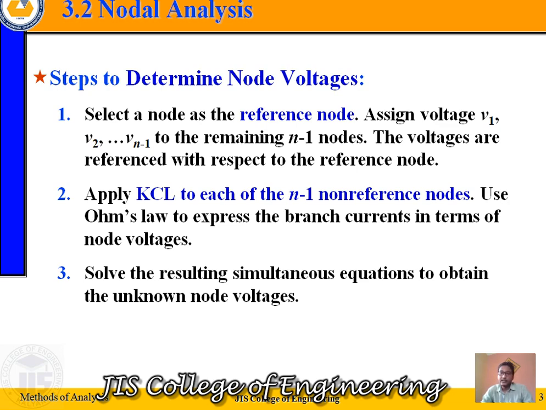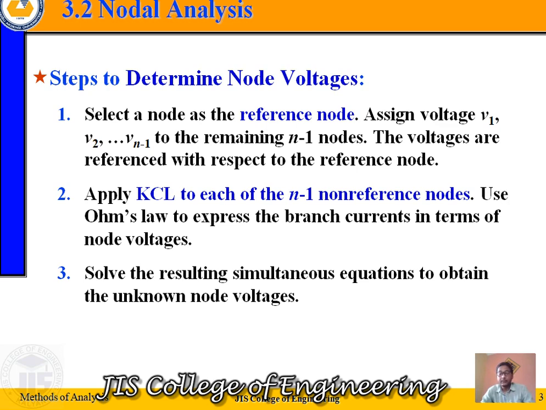And for each and every node, suppose for any circuit we are getting four nodes, four junction points. Among these four nodes, only one node is considered as a reference node. Reference node means we are considering the node as having a voltage of 0 volts. And for all the remaining nodes, if there are n nodes, then the remaining n minus 1 nodes are the non-reference nodes.